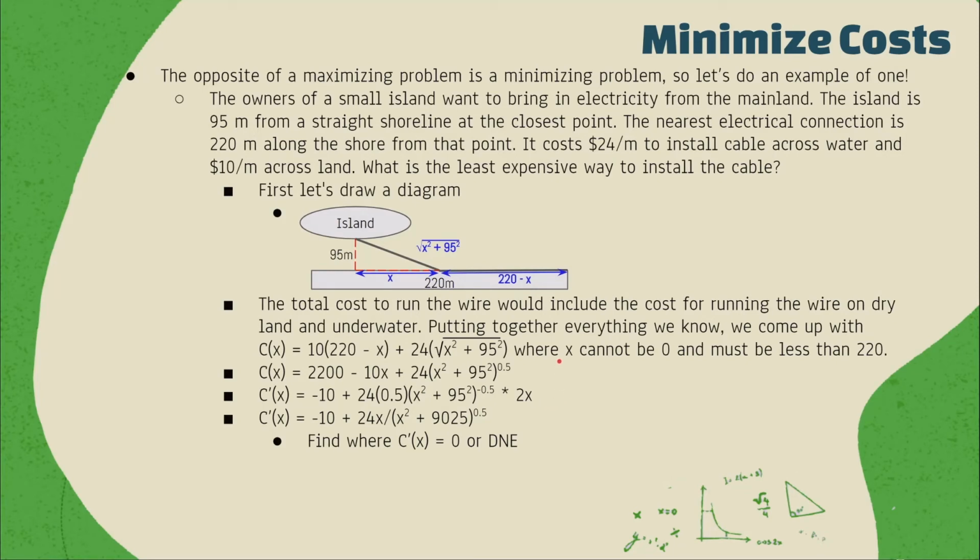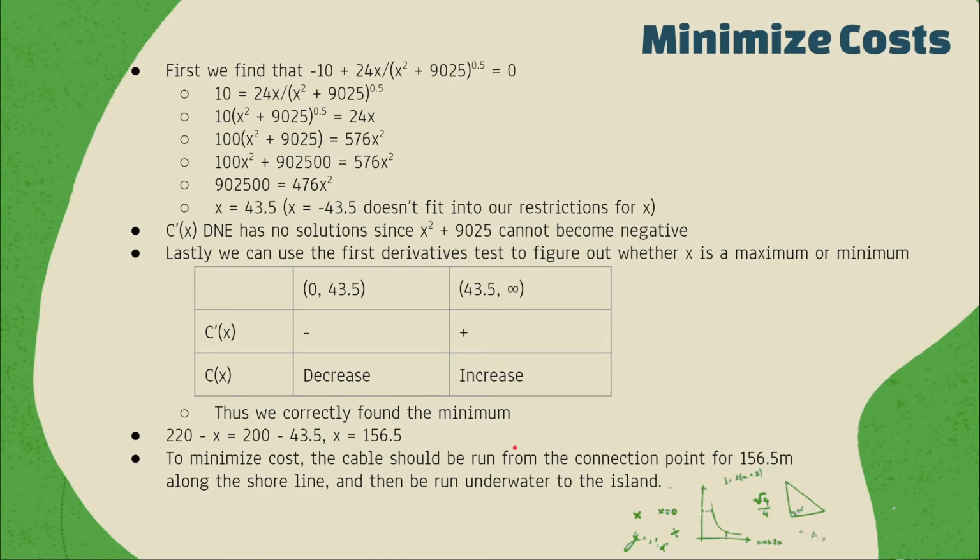Now we need to find the values where the derivative is equal to 0 or where it does not exist. Unfortunately for us, this is a rational function. So of course there is a value for which c prime of x does not exist. But first, let's deal where it equals 0. Now, to find where it equals 0, we just equate the two, right? So we get this equation. We could bring the negative 10 to the other side, and now we get this.